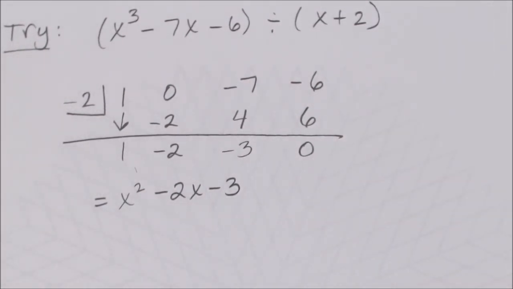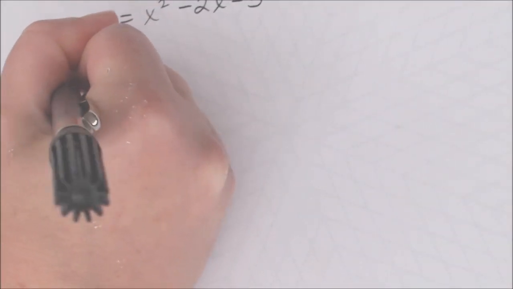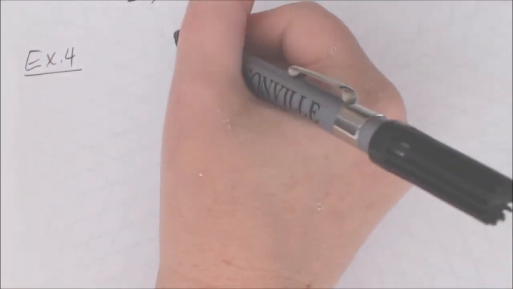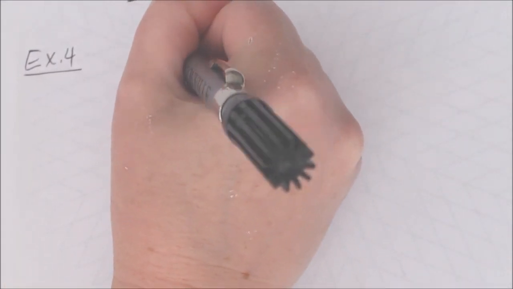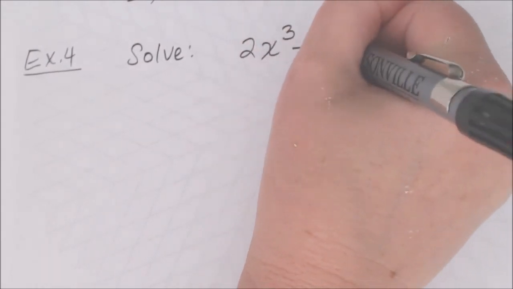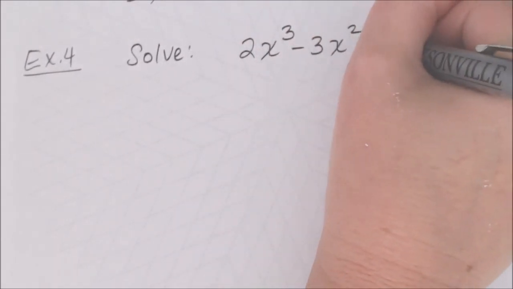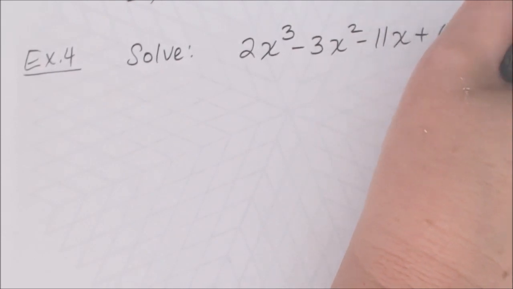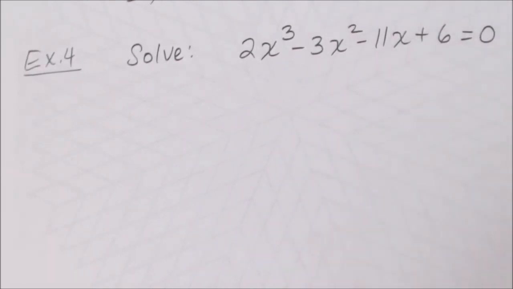Okay? The next example in the PowerPoint, they're asking us to solve an equation, and they're telling us that 3 is one of the zeros. Let me write this out. So the directions ask us to solve the equation. So the equation is 2x cubed minus 3x squared minus 11x plus 6 equals 0.